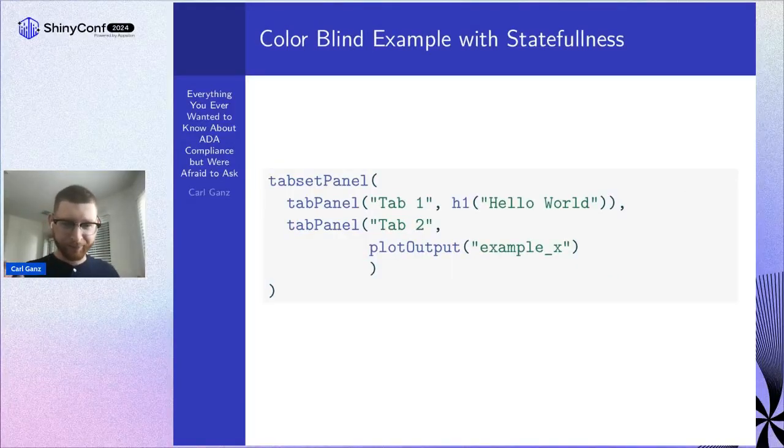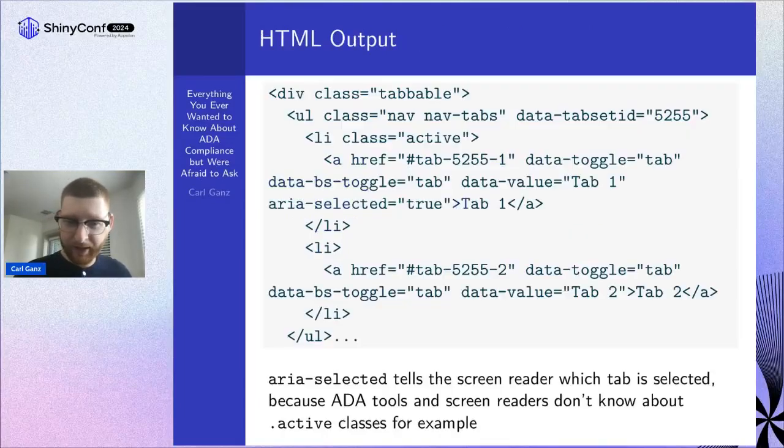So I want to give everyone an example now with statefulness. You'll see here we have some simple Shiny code. It's just two tabs, one with a hello world and one with a plot. I'm not going to show all the code for that because it would be a lot, but this is just a little bit at the top with the two different hyperlinks that toggle the tabs.